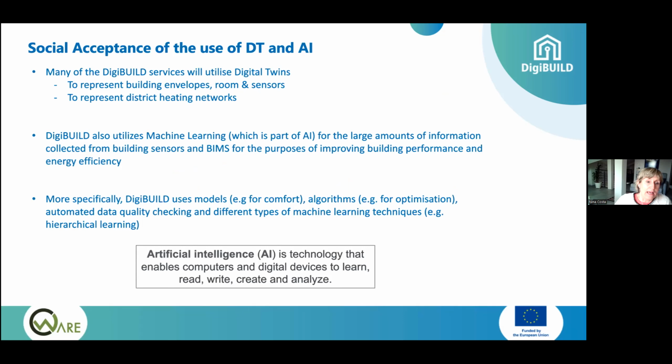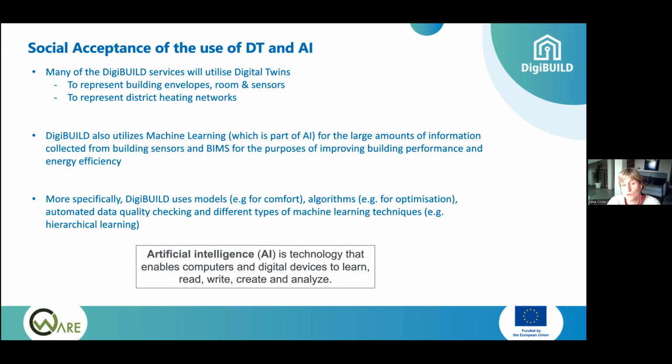So as you've seen, many of the DigiBUILD services will utilize digital twins, and that's either a representation of the buildings per se, or in this project, also a representation of district heating networks. The project mainly uses machine learning because we've got huge amounts of data coming from the building sensors and the building information management systems.